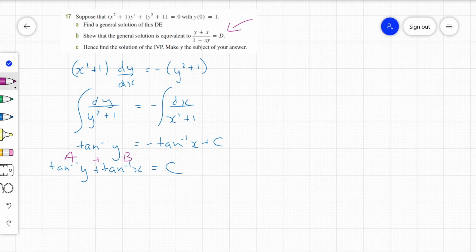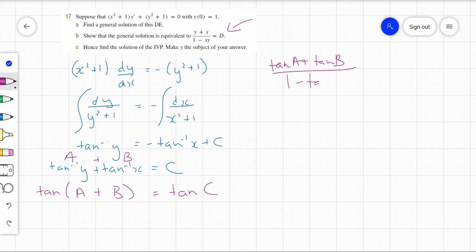So you can see my a's and b's will turn out to be nice here because we want everything on one side and just the constant on the other side. So if we basically tan both sides, so what we're doing is we're saying I want tan of a plus b, where a and b are those things there, equals tan c. Of course, tan c will be a constant.